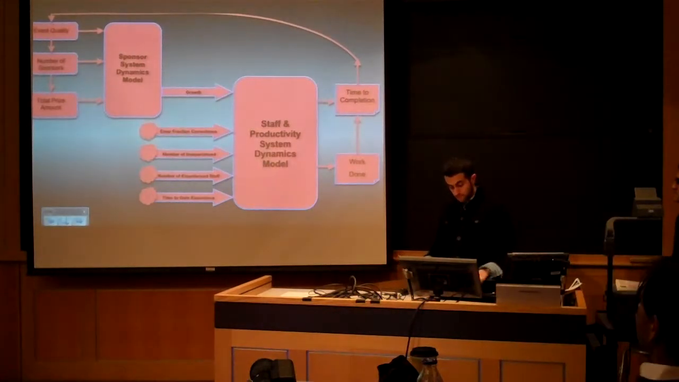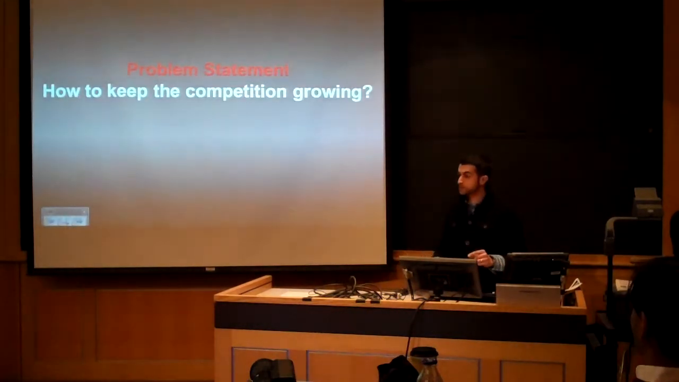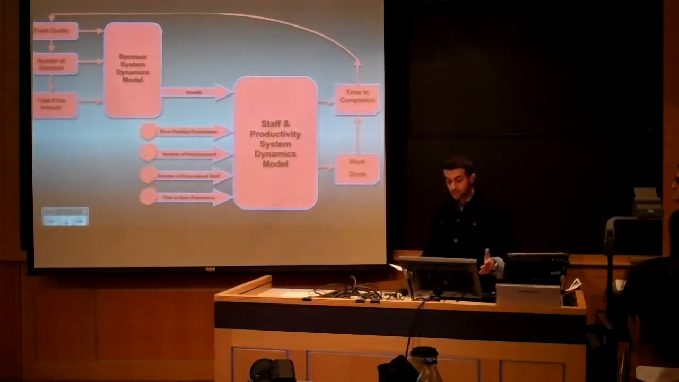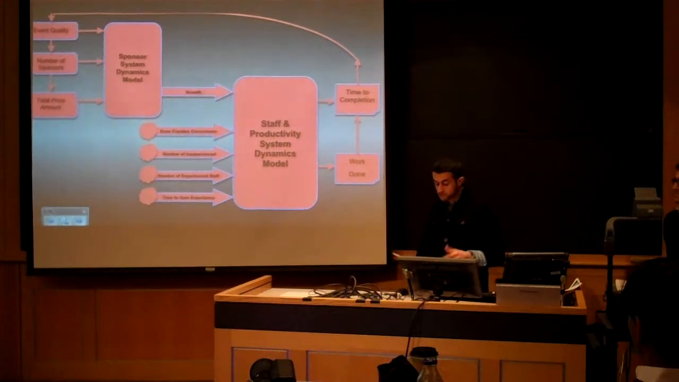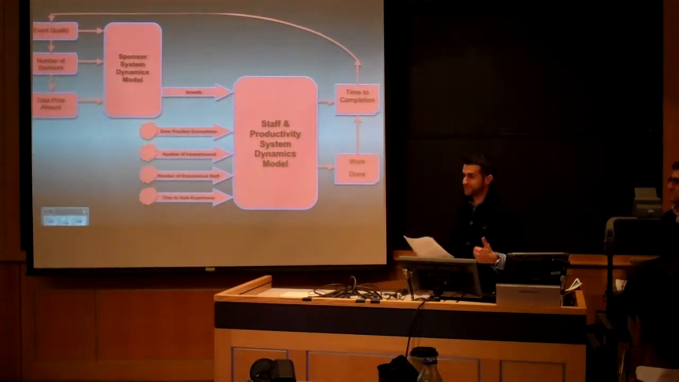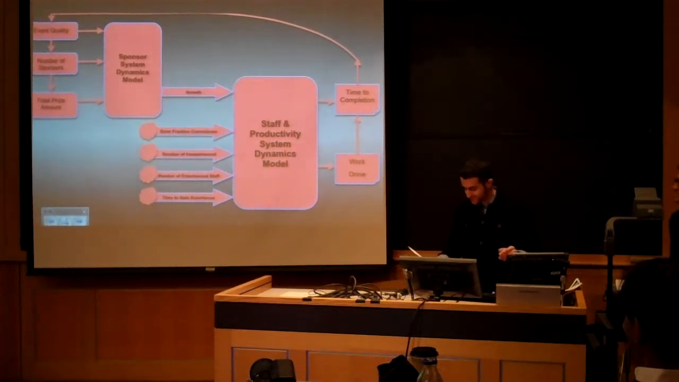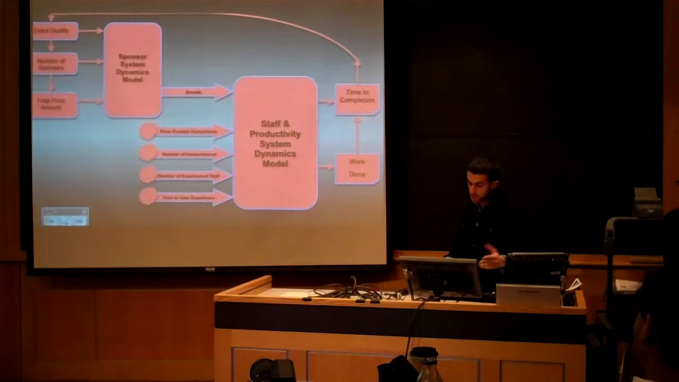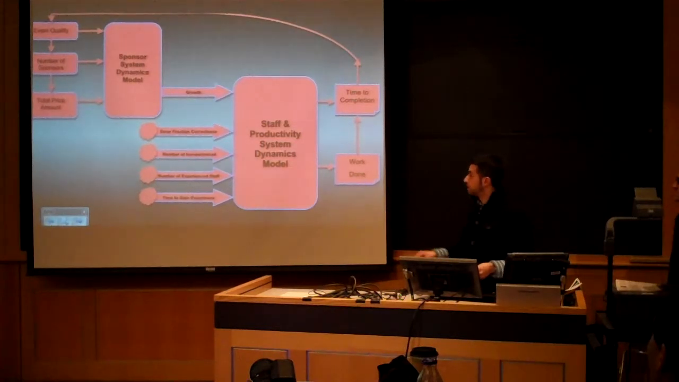Given the limited number of volunteers that run the competition every year and the limited time they have to run the competition, we developed a detailed system design model. That's a system dynamics model. Sorry, I'm used to my major. This is a simplified view showing portions of our model that cover the sponsor system dynamics model and the staffing and productivity. Our main focus is growth, and we're showing here some input and output variables that we will cover in detail.